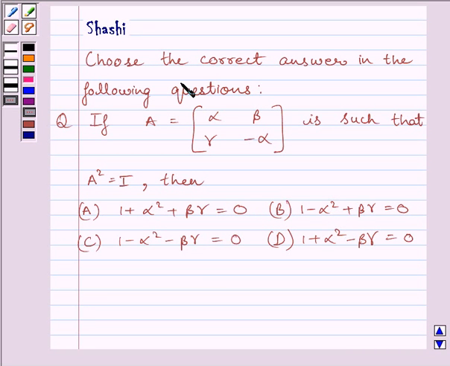Question is, choose the correct answer in the following questions. If A is equal to matrix alpha beta gamma minus alpha is such that A square is equal to I, where I is the identity matrix, then A 1 plus alpha square plus beta gamma is equal to 0, B 1 minus alpha square plus beta gamma is equal to 0, C 1 minus alpha square minus beta gamma is equal to 0, D 1 plus alpha square minus beta gamma is equal to 0. We have to choose the correct answer.